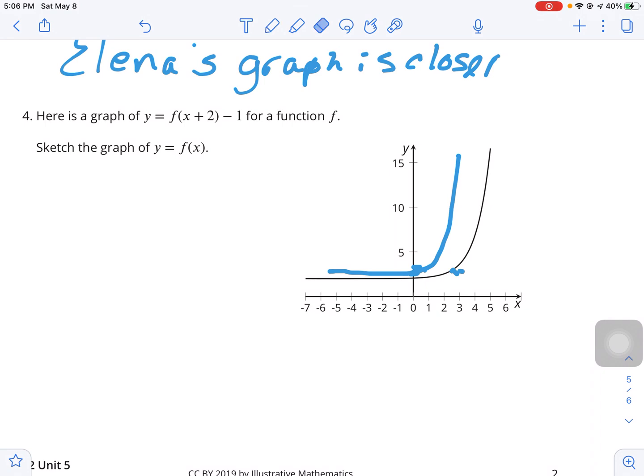I'm sorry. We want to move it up 1 and to the right 2 units because it was moved to the left. So up 1 would be right about here. And if we move this to the right, let's see, we'll put it right about here. So we would go through like that maybe.